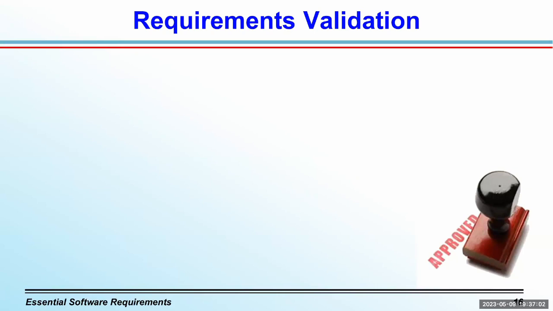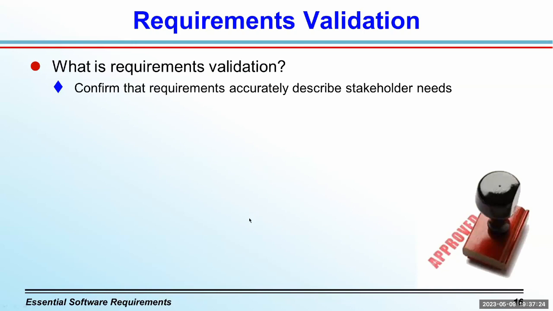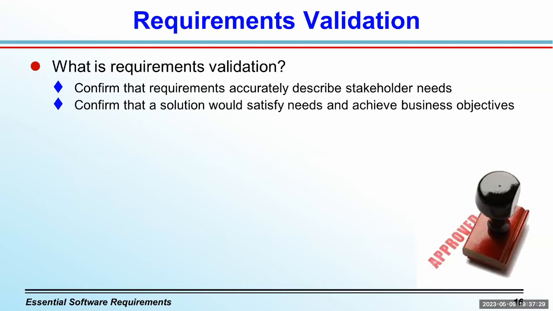Are you confident they'll meet the user's goals and address the business situation that led to launching the initiative in the first place? You could have a set of beautifully written and modeled requirements that appear to be crystal clear, complete, and unambiguous, and yet they could still be wrong. So requirements validation activities strive to confirm that some set of requirements accurately describes stakeholder needs, and to confirm that a solution based on those requirements would indeed satisfy those needs and achieve the desired business objectives.